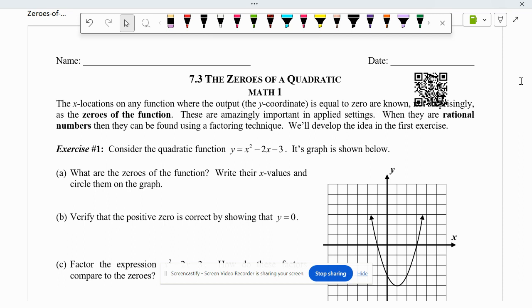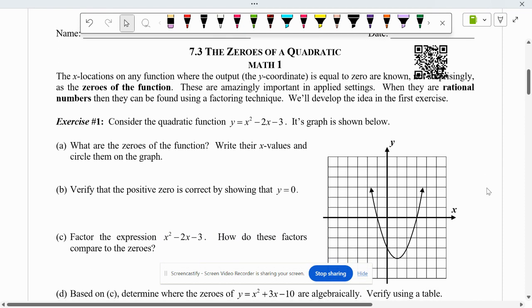So consider the quadratic function y equals x squared minus 2x minus 3. It says, what are the zeros of the function? That's the same thing as saying, what are the roots or the solutions? So look at the graph and let's circle them on the graph. What are the zeros or the roots? Well, there's one right here. And there's one right here. Do y'all see that? Okay.